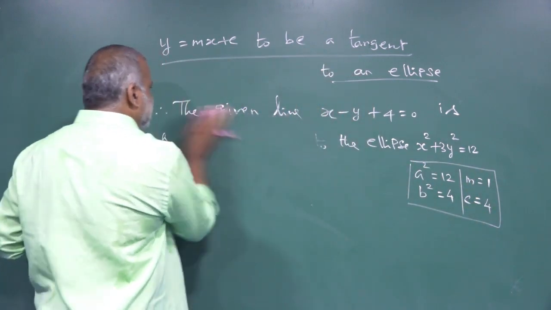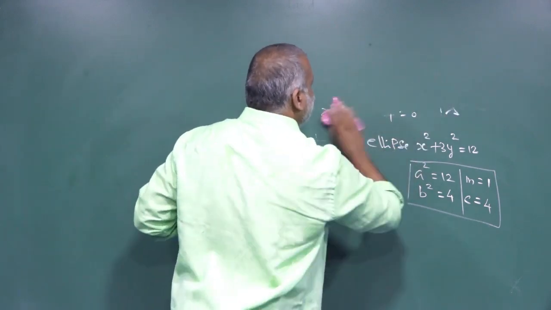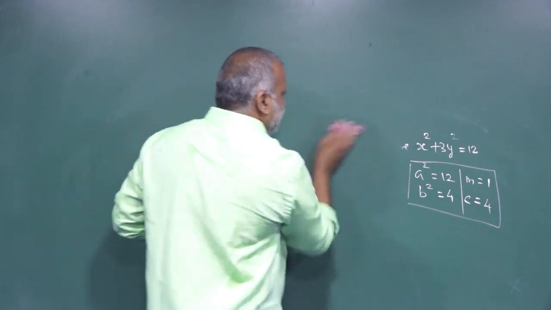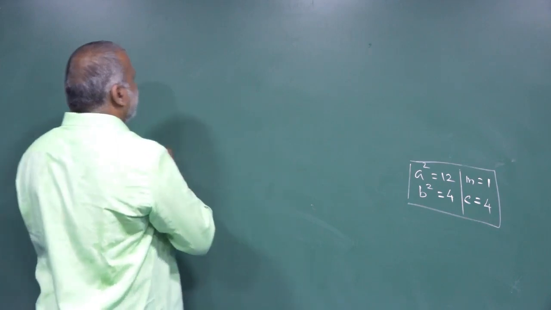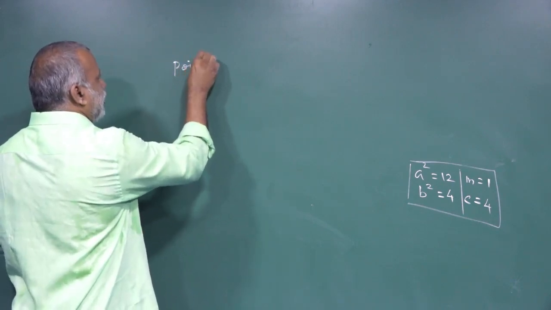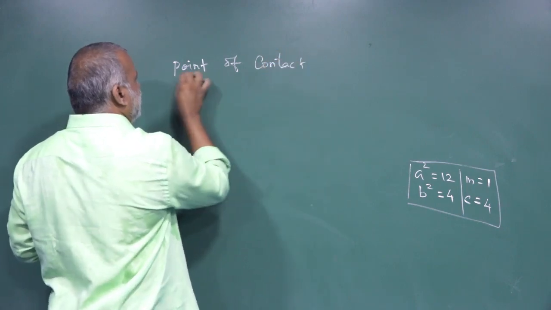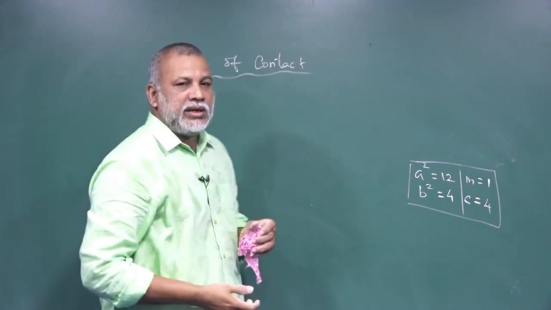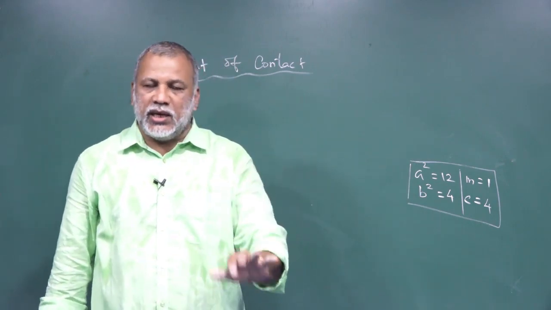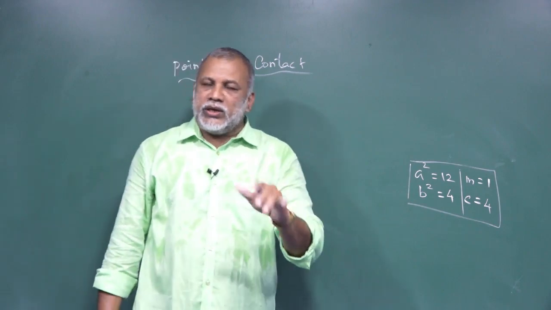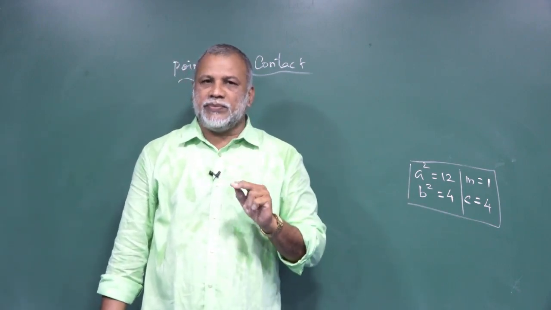Now one more sub result: also find the point of contact. The question itself asked one more condition, one more result. Point of contact we need to find. Refer to your theoretical concept. The condition for the line y equal to mx plus c to be a tangent to an ellipse is c squared equal to a squared m squared plus b squared. After that we are able to derive two results.